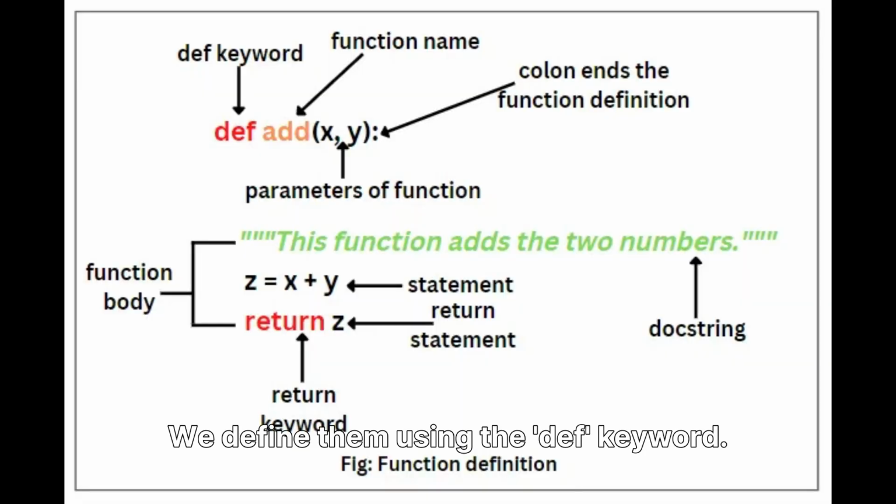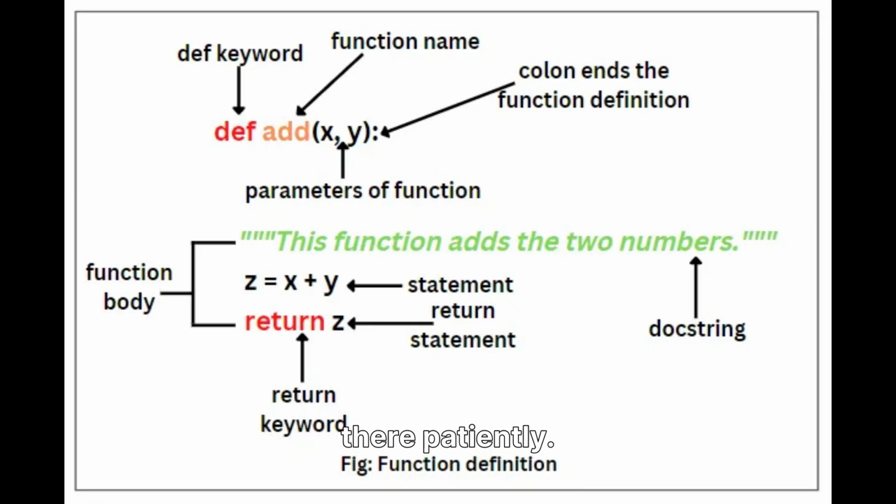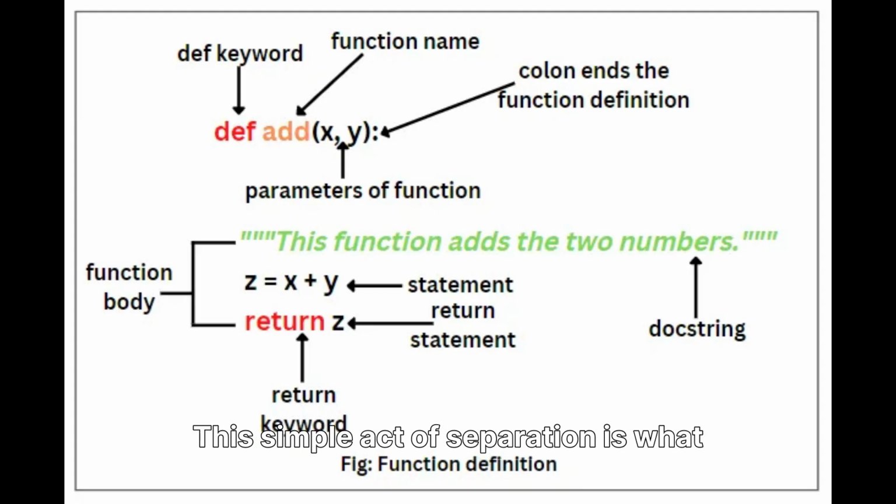We define them using the def keyword. Once defined, the code inside just sits there patiently. It only springs into action when you call the function by its name. This simple act of separation is what makes your script scalable.